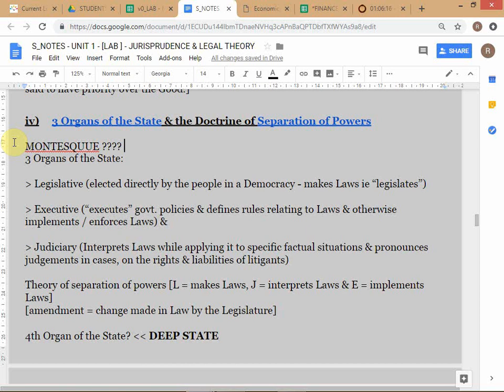If you're going to use the word branch, then you say legislative branch, executive branch and judicial branch. You do not say judiciary branch, or legislature branch. Either you say legislative branch, executive branch, or judicial branch, or you say the three organs of the state or three arms of government are the executive, the legislature, and the judiciary.